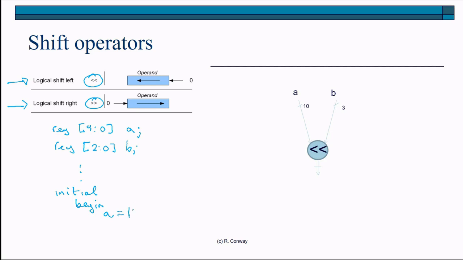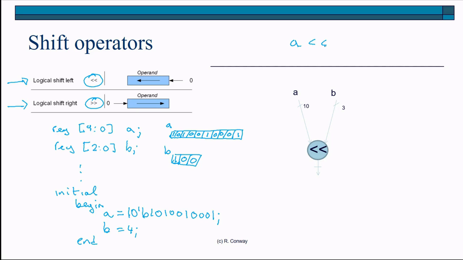Giving A a 10-bit value, which we'll specify in binary, and we give B the value 4. So what we have is the following: A is a 10-bit value, and B is a 3-bit value representing the value 4. Let's just take the expression A logical shift left B. The basic idea with our logical shift left is that the second operand specifies the number of shifts to the left. So in this case our value is 4. So we take our 10-bit value and insert zeros from the left side.